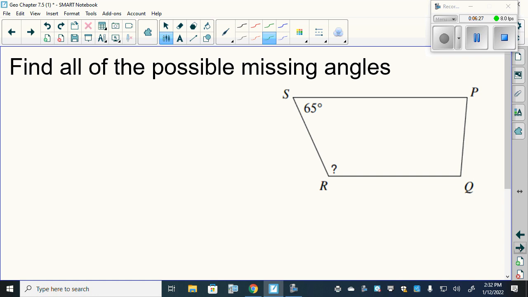Okay. Let's look at this one here. We want to find all of the possible angles. We know S is 65. What other angle do we know? P would be 65 if it's an isosceles trapezoid. Right, so these two sides here are parallel. We can find R by subtracting 65 from 180, which would be 115 degrees. So the measure of angle R is 115 degrees.